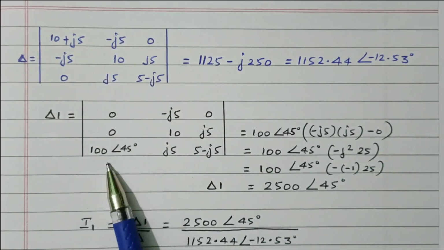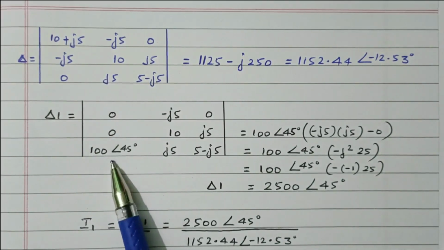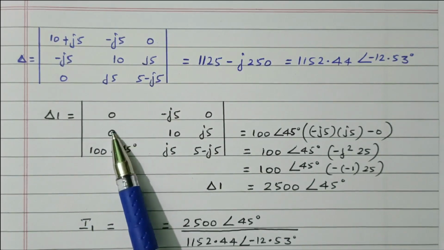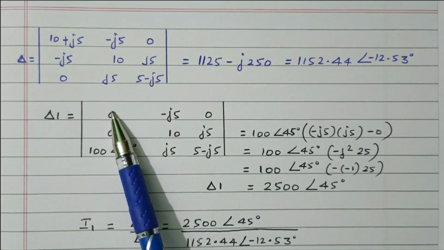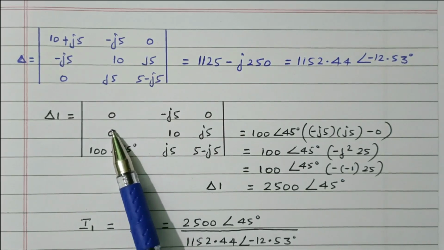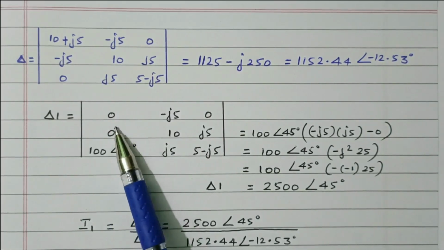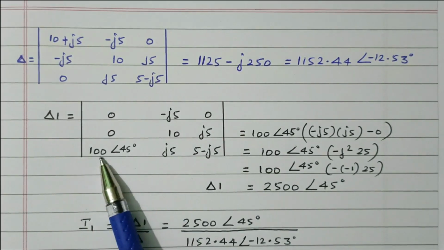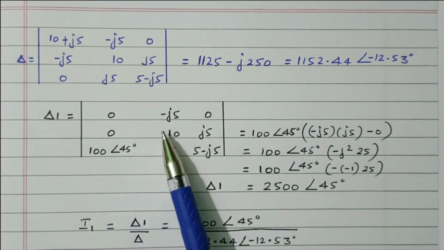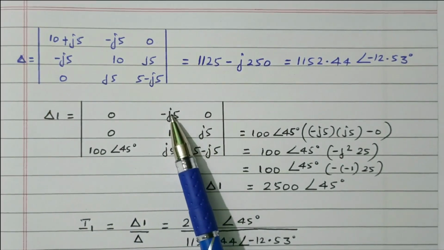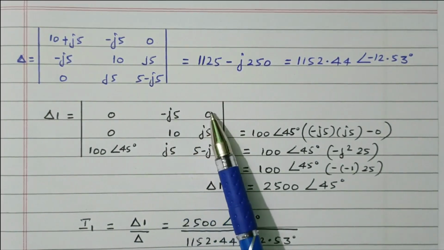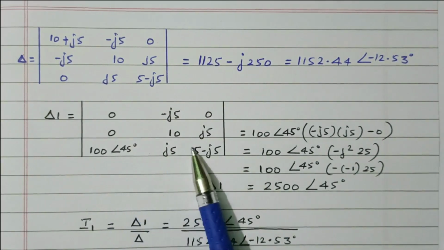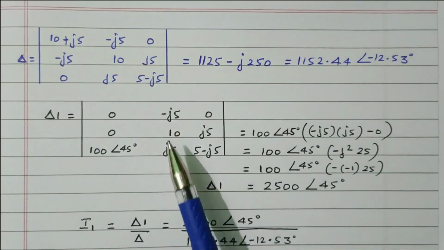Now we replace the first column with the voltage matrix, right? So here also there is a change. In step 1 the voltage was available here. Now there is no voltage source in the first and second loops, only in the third loop. So it is 0, 0, 100 with an angle of 45. Now we take this 100 with angle 45, and we have to multiply these two values: J5 minus J5 into J5, minus 0 into 10. If you take this value, you have to leave these two columns and multiply these two values.